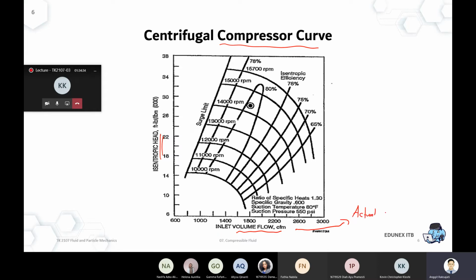Do you know the difference between actual volumetric flow versus normal or standard volumetric flow? What's the difference? Okay, again, this is very important. And which one should be used in this condition? Anyone has an idea? What's the difference between actual and normal or standard?